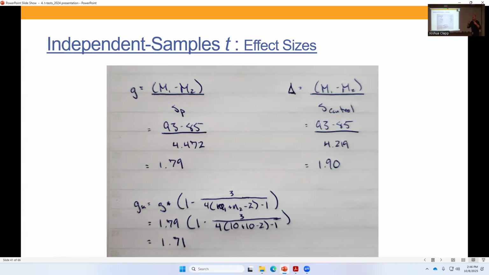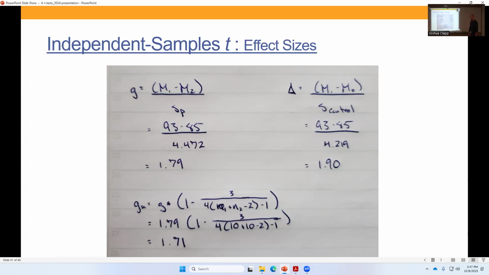Eyes on me. Don't divide by your standard error. That's just going to give you your T statistic there, okay? Make sure this is your pooled standard deviation here. So based on my estimate of Hedges G, I would say that my Sesame Street folks are outperforming my no Sesame Street folks by about 1.8 standard deviations. Is that big? That's massive, right?